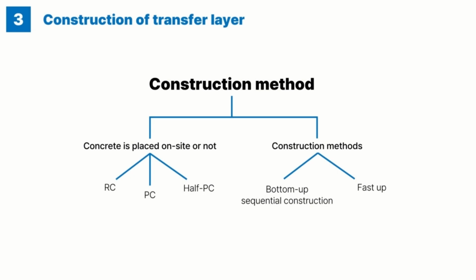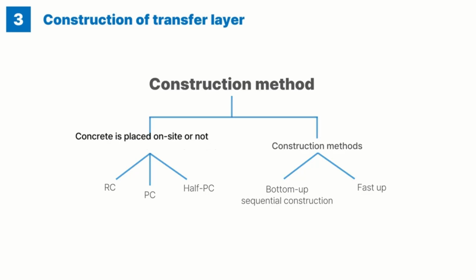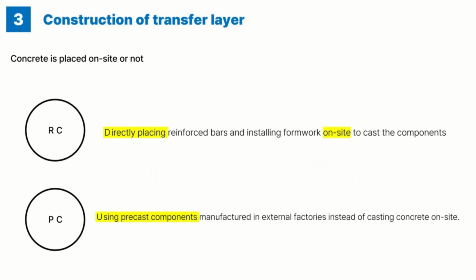We have explored construction methods in order to construct transfer beams more effectively on the site. In the construction of transfer beams, the construction method of RC, PC, and half PC varies depending on whether concrete is placed on site or not. In addition, there are two separate construction methods, the bottom-up sequential construction method and the fast-up method. Let's now explore possible improvement measures based on whether concrete is placed on site or not.